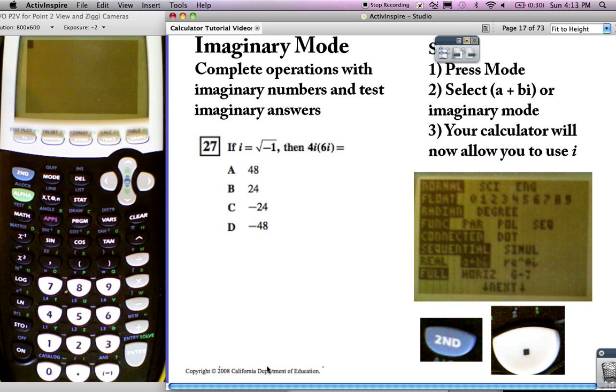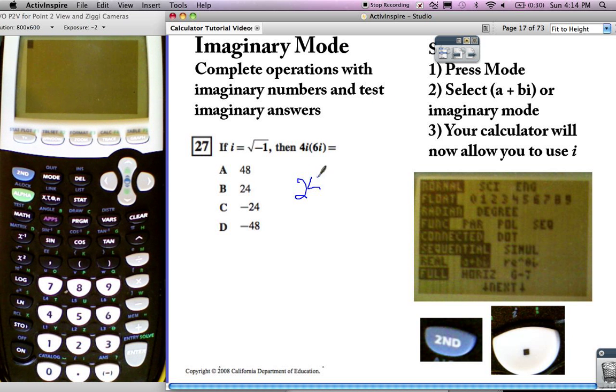This is from the California State Test on Algebra 2, which I'm sure will be similar to what we take the Keystone next year or the following year. If i is square root -1, then 4i times 6i. Now if we were to do this problem, you would multiply, and you'd remember that the square root of -1 squared is -1, so we'd get 24 times -1, or -24.